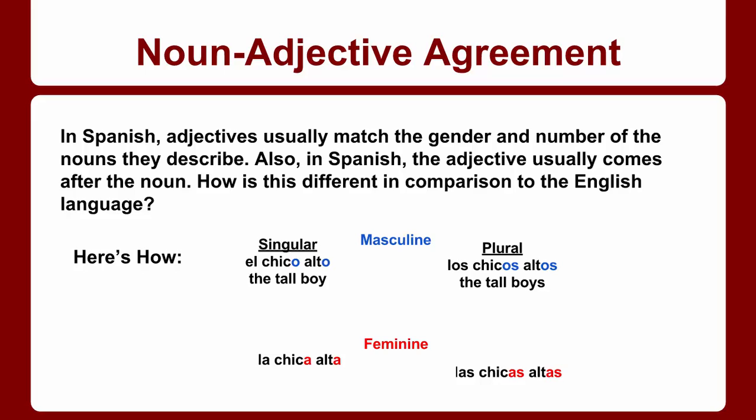Please look at your note guide right now. I ask you on your note guide to write 4 noun and adjectives. One is singular and masculine. One is plural and masculine. One should be feminine and singular. And one should be feminine and plural. So please stop the video and write down 4 noun and adjective pairs. Please use page 75 for inspiration.